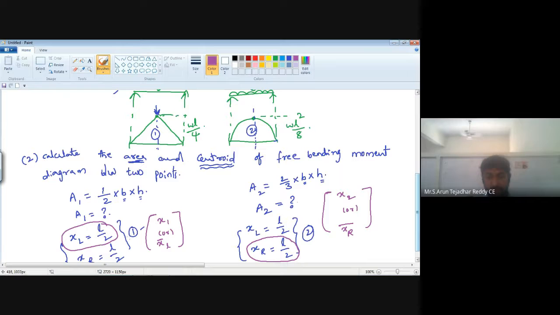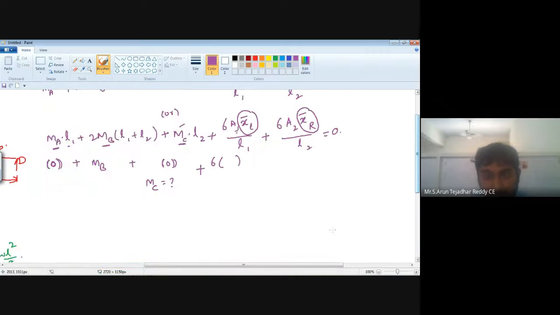So in the first diagram always prefer the left side center of gravity, and in the second diagram always prefer the right side center of gravity. So this is our theory of three moments equation. Now what about the fourth point here?